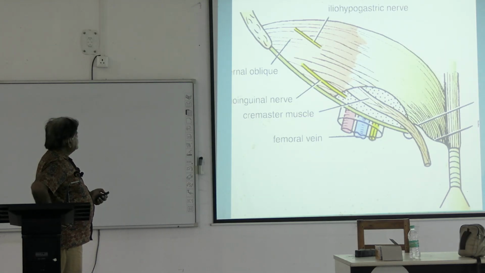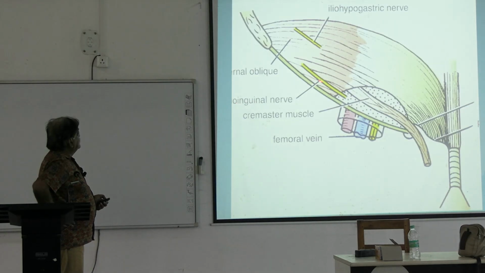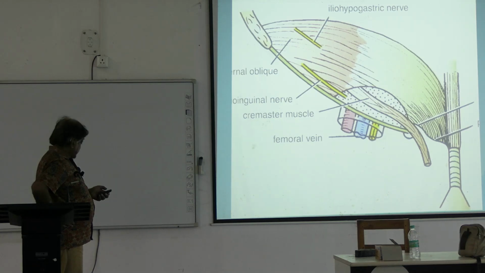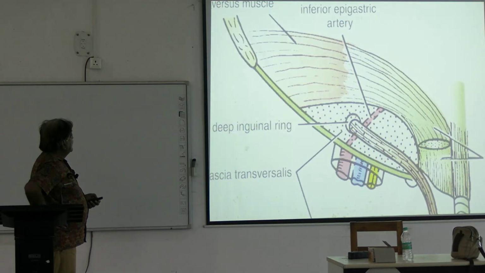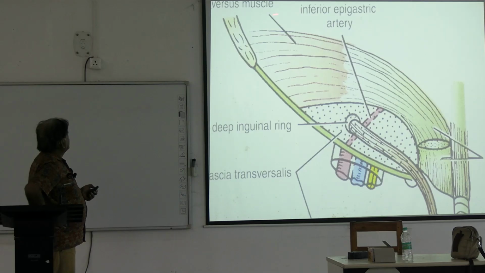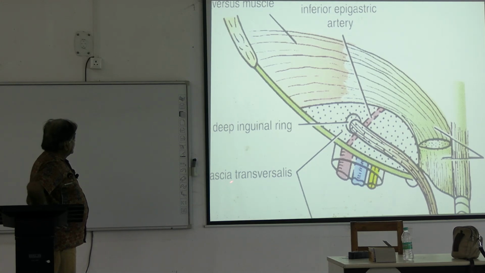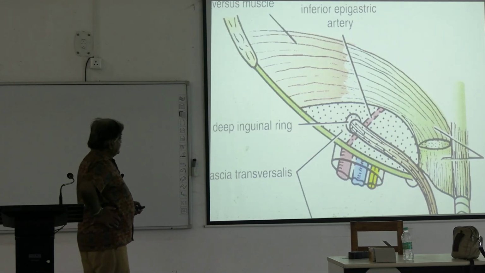Now, iliohypogastric nerve, ilioinguinal nerve, cremasteric muscles, the femoral sheath, the external oblique muscles. Now you can see the transverse muscles is there, inferior epigastric artery, deep inguinal ring, and fascia transversalis. Fascia transversalis is the conjoint tendon.